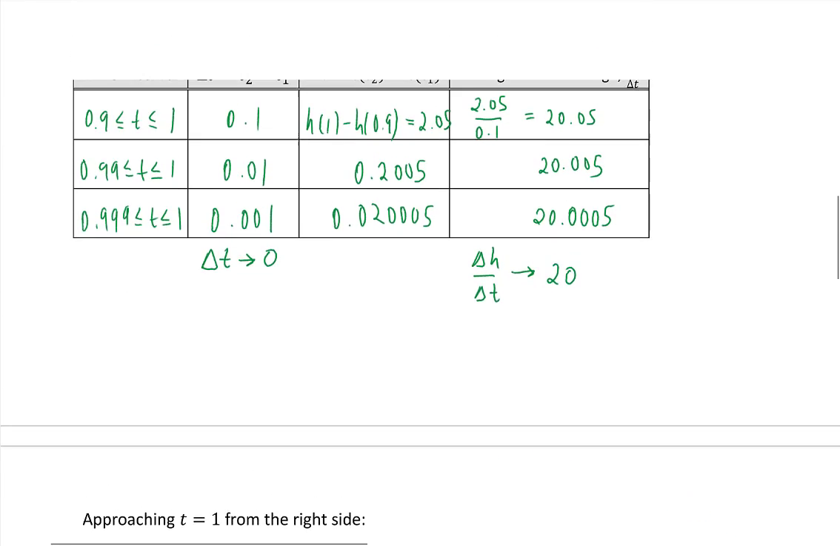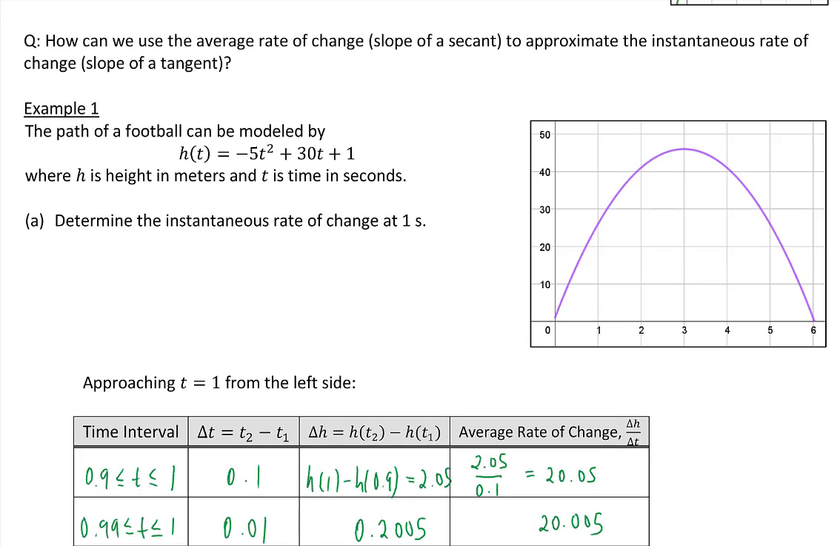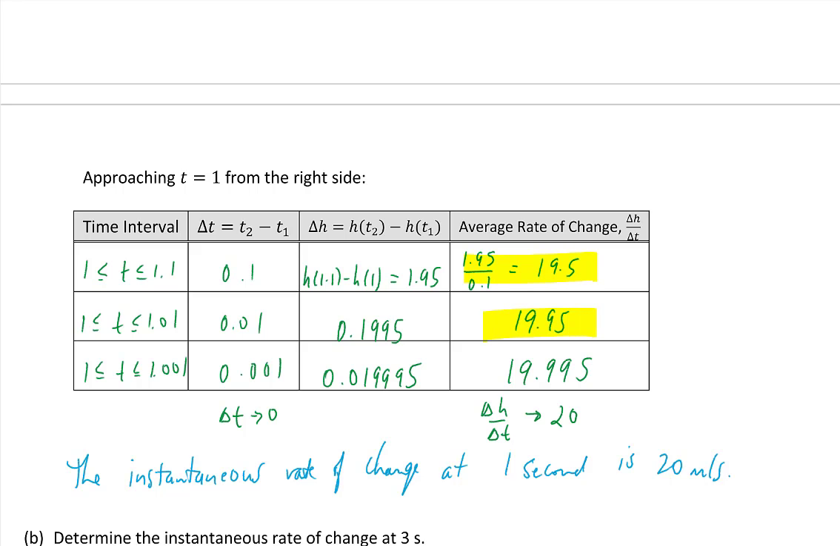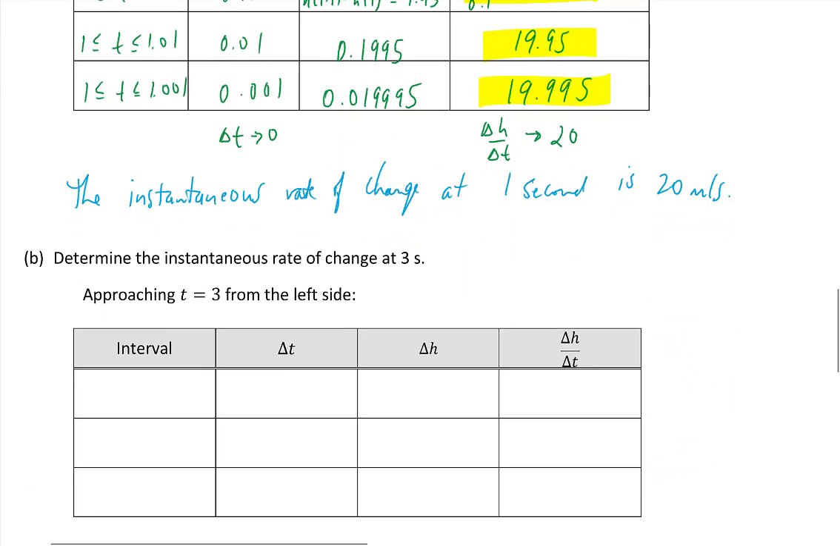So let's quickly go over what we just did. Again, we were looking for the slope of the tangent at t equals 1, so the slope of this red line. And what we did is we took points close from the left and found the slopes of the secants connecting the blue point with the red point. Similarly, we took points from the right, so finding the slope of the secants connecting the blue points and the red points. And we saw that the secants, no matter which way we went, from the left, they approached 20, and from the right, they approached 20. So we made the conclusion that the instantaneous rate of change, or the slope of that tangent line, is equal to 20.